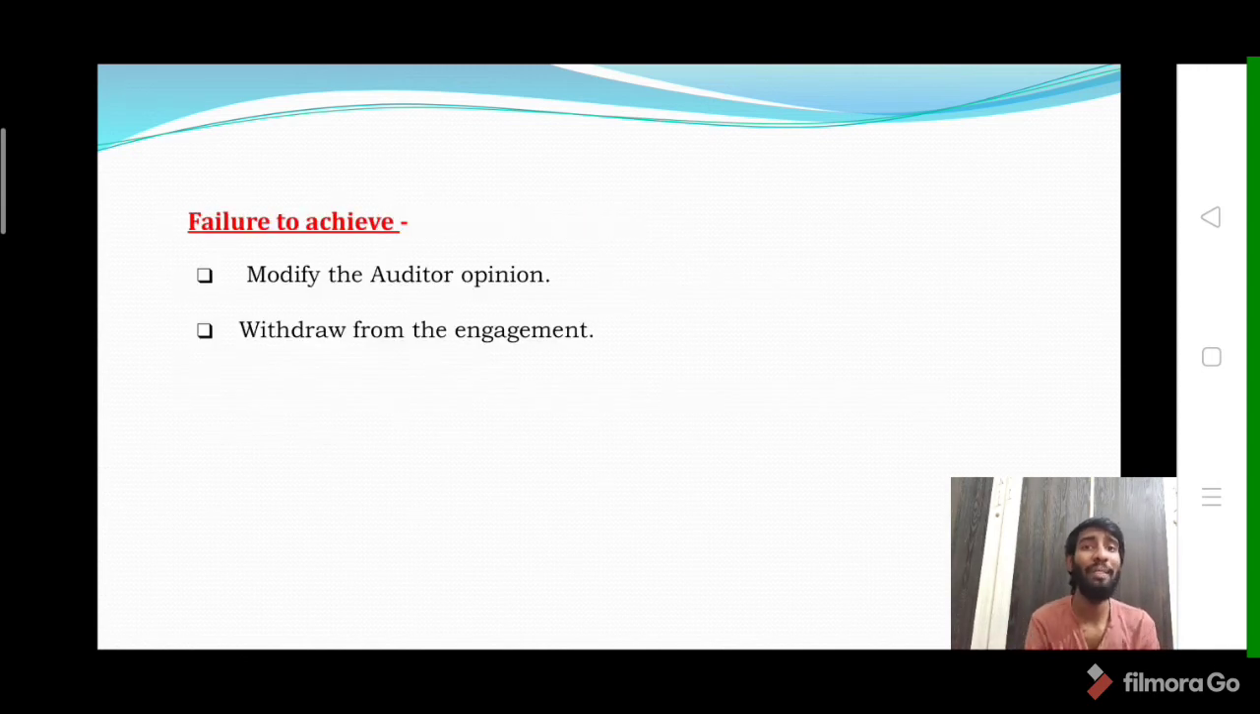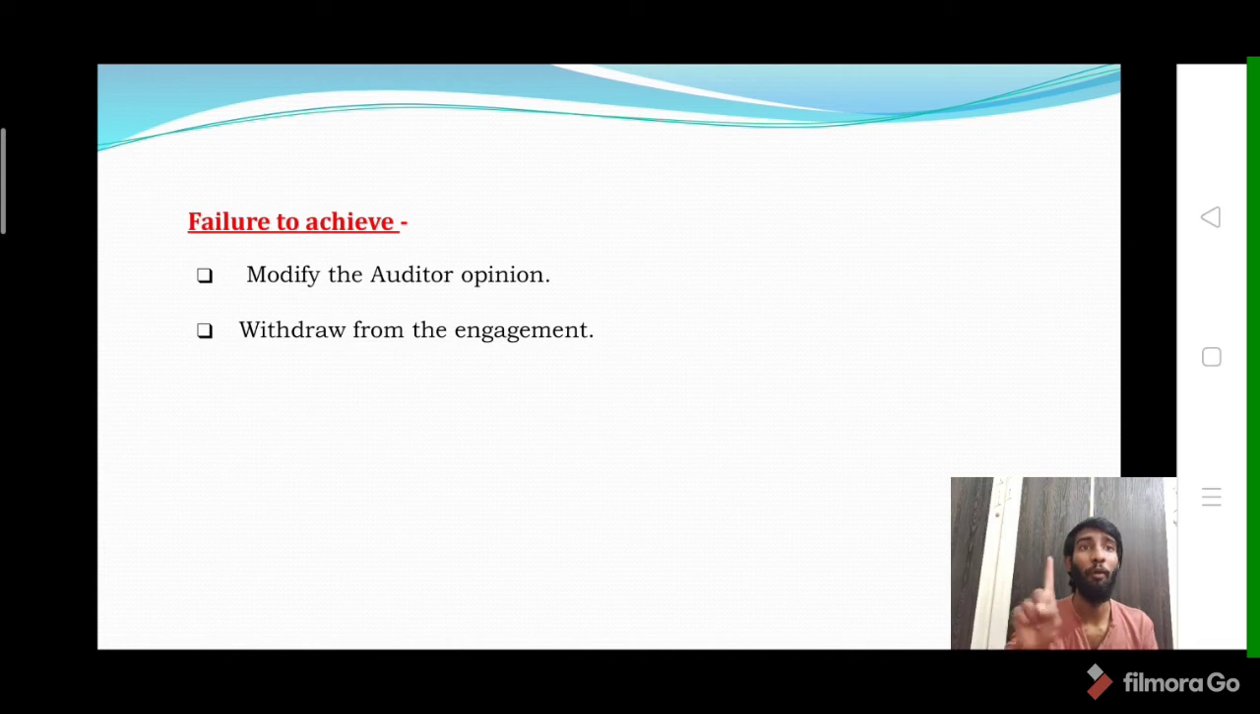And the last topic is failure to achieve the objective. Okay, as an auditor you need to achieve the objectives of the independent auditor, right? What are the objectives that are mentioned in the SA? You need to achieve everything. If you didn't achieve such an objective, what is your duty? What do you need to do? You didn't achieve the objective mentioned in the specific SA. So what, as an auditor, do you have to do?